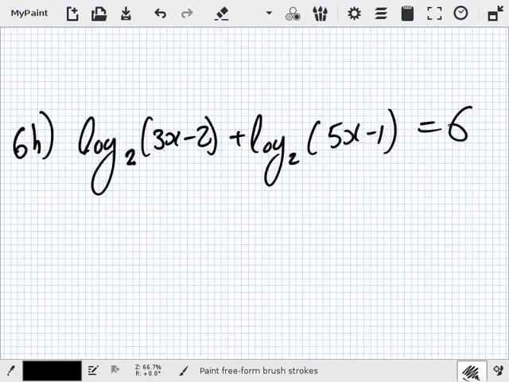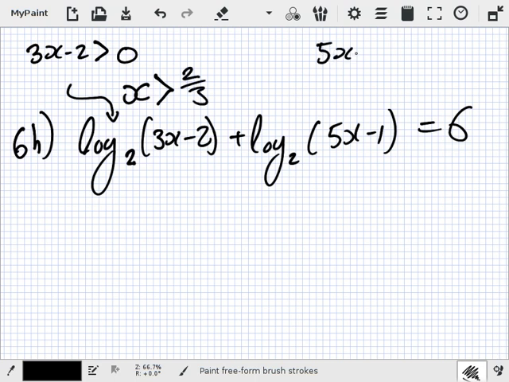Before we start, we need to check what values of x we can use. If you look at this one, we need 3x minus 2 to be positive, because we can't have log of a negative. So if 3x minus 2 is positive, what should x be bigger than? Can you do this in your head? You bring the 2 over to the right, and then divide by 3. So x should be bigger than 2 over 3. You do the same thing here. 5x minus 1 should be bigger than 0. So x should be bigger than 1/5.